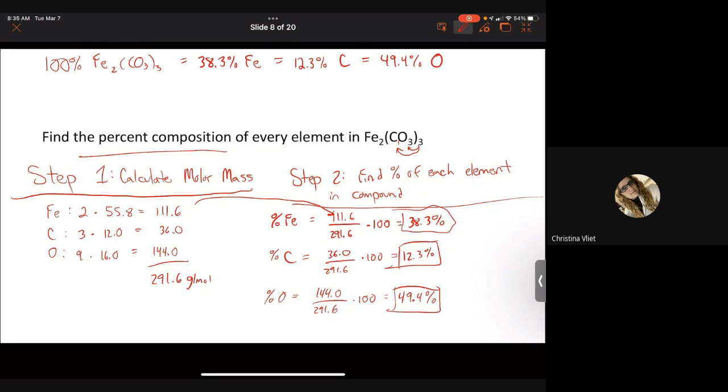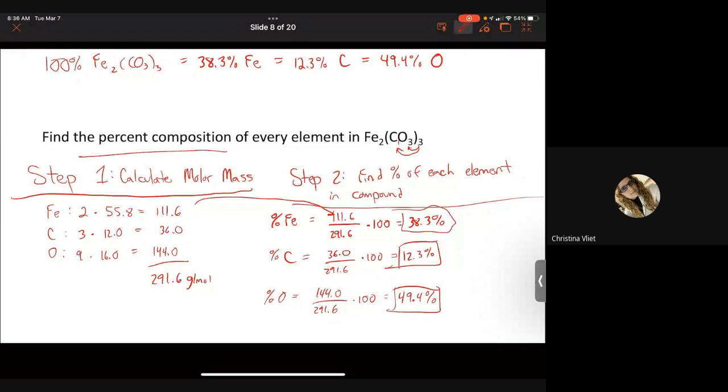But what does that even mean? Go back to what the title of the lesson is. Title of the lesson is mass percent. These percentages are mass percent. So what does that mean? So you're going to write a second line.